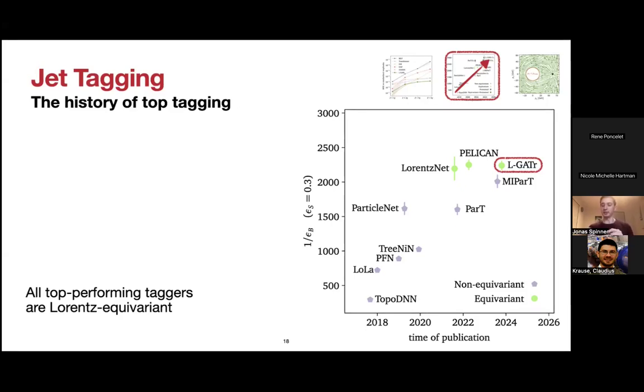Okay, we have now these ParticleNet and ParT, and then the next step in the evolution was to build models which are both permutation equivariant and Lorentz equivariant. These are the green models. There were first LorentzNet and PELICAN. They are both graph nets. And then we added the L-GATr model. You see that they are essentially all on par with each other. They use the full symmetry group that you have in the process, Lorentz symmetry and permutation symmetry, so it's a nice check that they give you the same result.